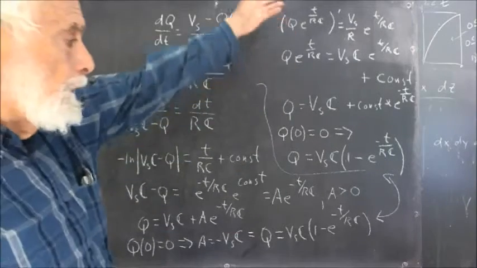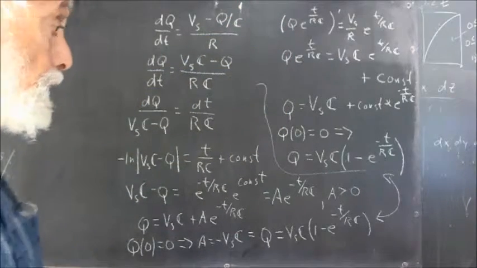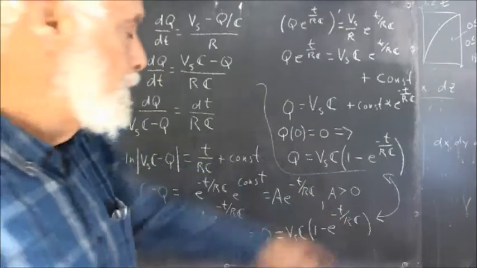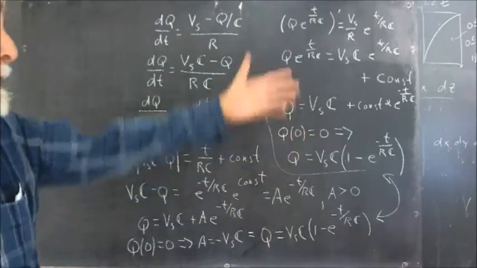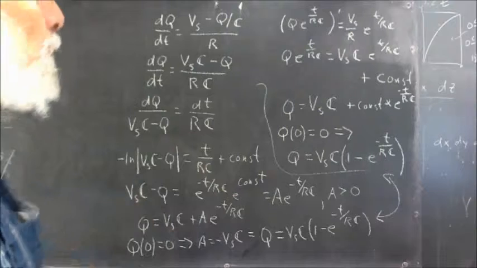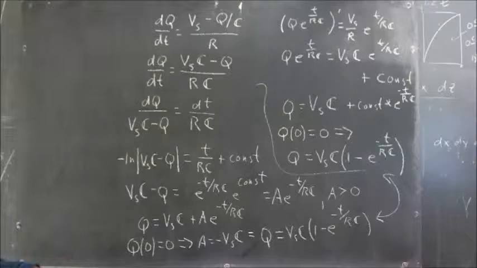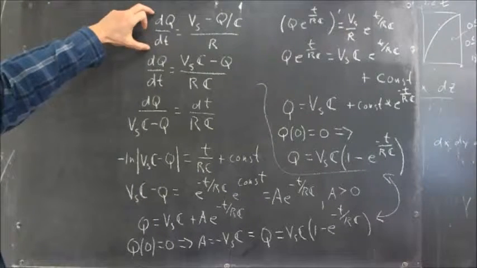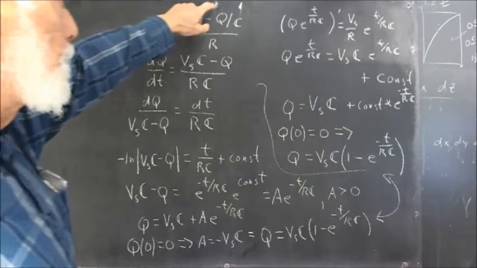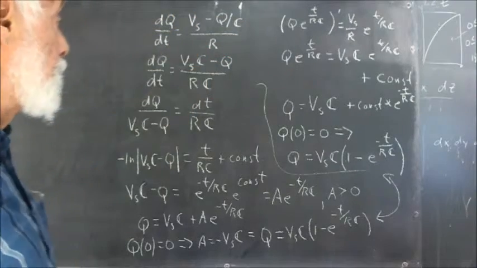Now we wanted to do the solution as a first order homogeneous equation. We can also do it as a separable equation. Our original equation was separable. Remember, our original equation was dq/dt equals (Vs minus q/C) divided by R.